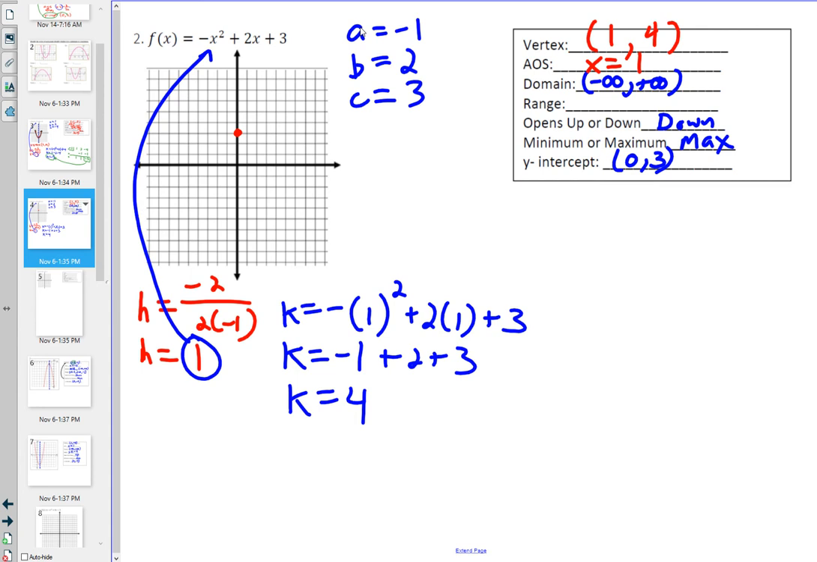And even though I can't see a graph, since that vertex is a max, at the tippy top, what's the range going to be? If the max is the highest it goes and every other point is lower, y less than or equal to 4, or you can say it in interval notation, just so that you can see the difference. Since the lowest it's going is negative infinity, that has to come first, and then you would write 4 but with a bracket.